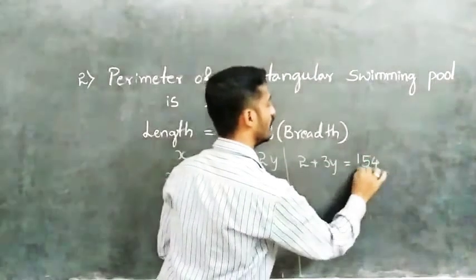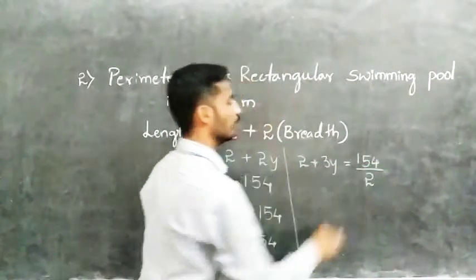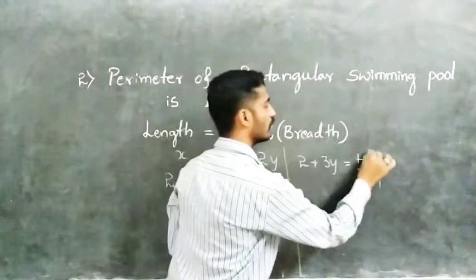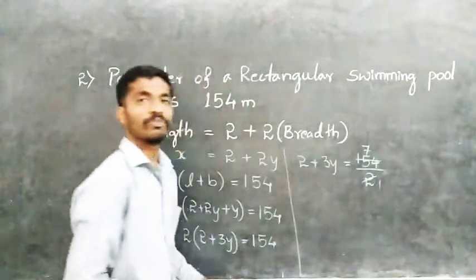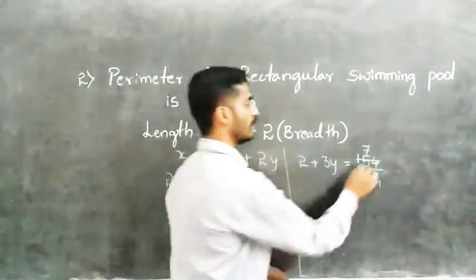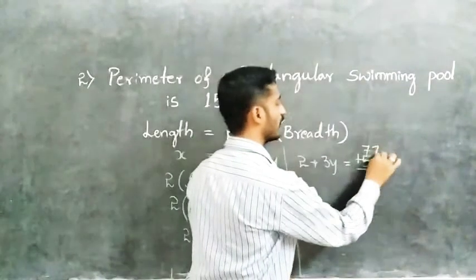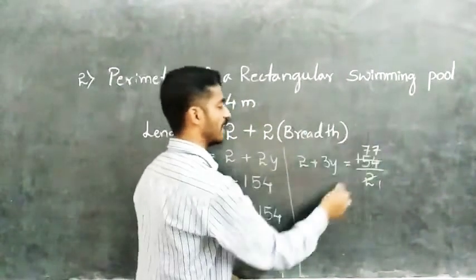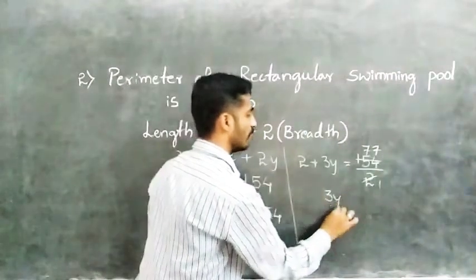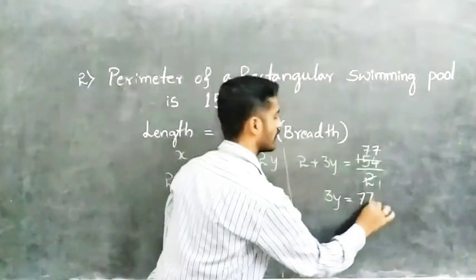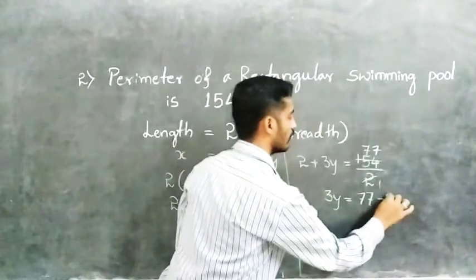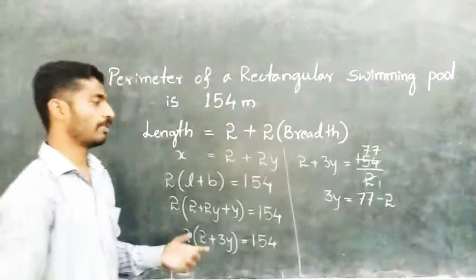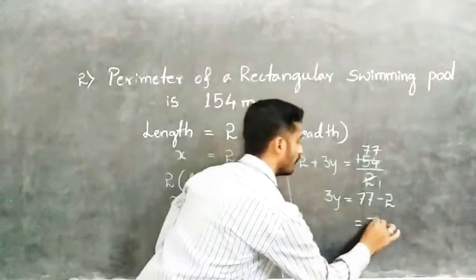154 divisible by 2. Okay, now we divide that. 2 ones are 2, 7 twos are 14. So the remaining 1 becomes 14, again 7 twos are. So here 2 plus is there, I take that to the other side, it becomes minus. 3y equal to 77 minus how much? 2. So 77 minus 2, here we will get 75.